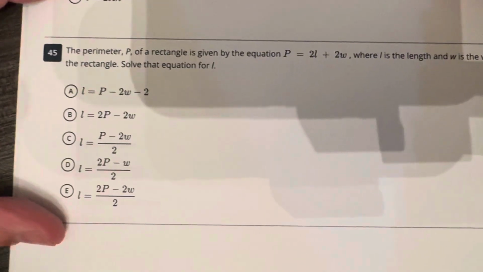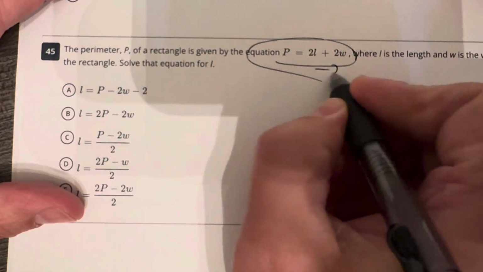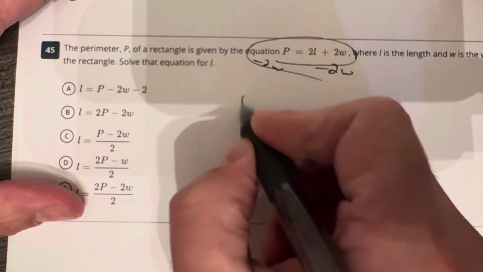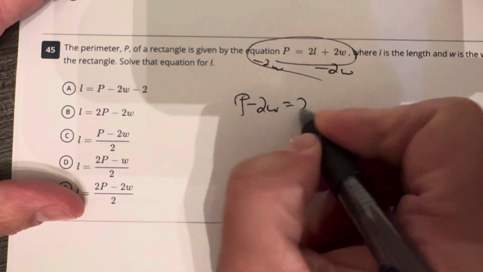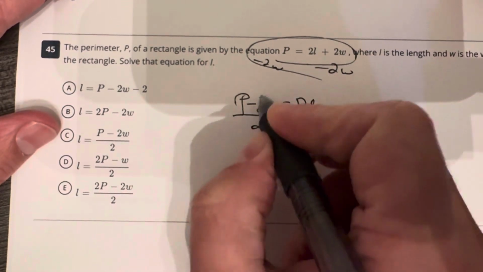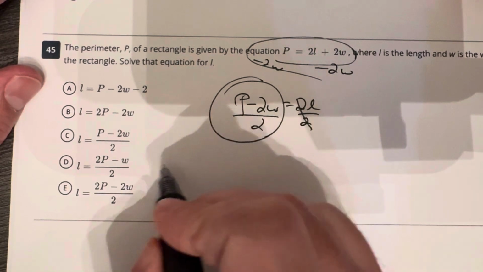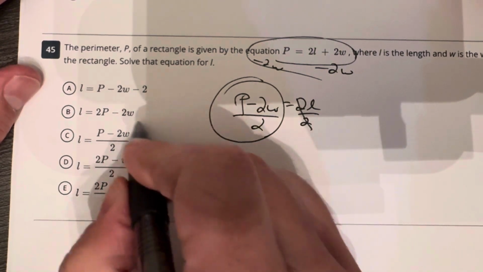Last problem on here is the perimeter problem. I'm solving for L, right? So that means I'm keeping L here, so I'm going to subtract 2w on both sides. P minus 2w equals 2L. I'm going to divide by 2 on both sides. My answer is going to be P minus 2w over 2. Okay, so P minus 2w over 2 is choice C.